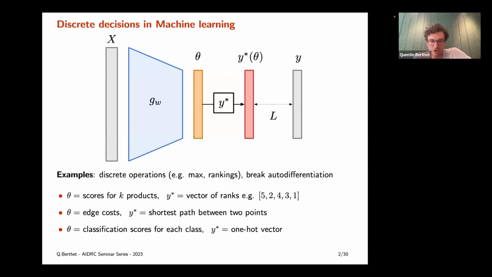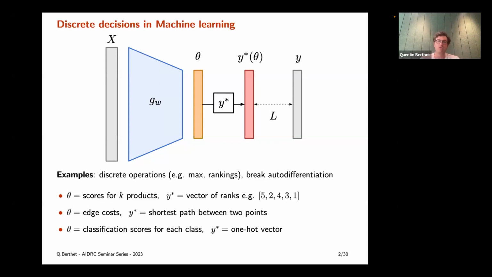You can have the shortest path between two points based on edge costs. Or in the case of classification, you can have classification scores for each class and a y*(theta) that's a one-hot vector, right? So if you take the largest element of these logits, with a 1 in that position, and compare this to a one-hot vector, then this seems like a challenging task to tackle.